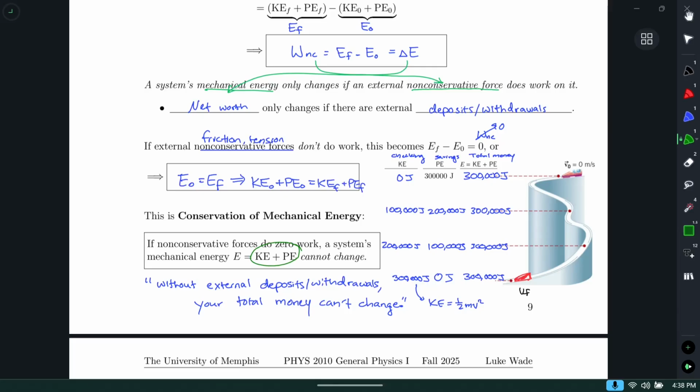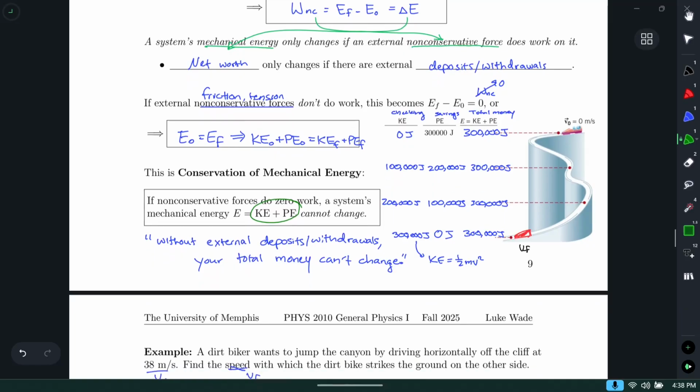If there's nothing like friction to take that energy, to take your money away, or something like someone pushing to give energy to the system, to give you money, then the most that can happen is your money is just transferring back and forth between your own two accounts, your kinetic or your checking account and your potential or your savings account. And that's a really useful concept because it lets us connect two different states of the system, for instance, something at the top of a hill versus the bottom of a hill, without really worrying about the details of what happened in between.